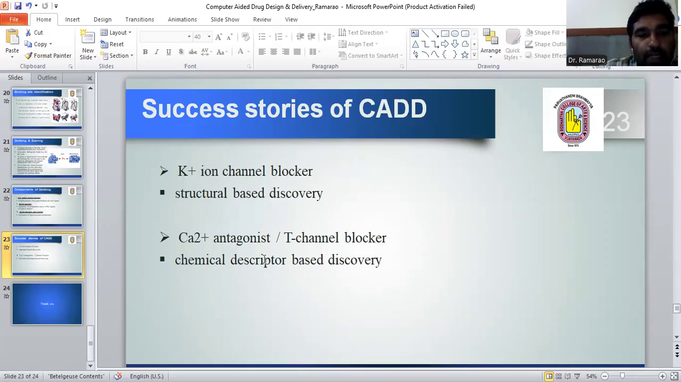We can know the drug-receptor interaction pattern through computer-aided drug design. It minimizes the chance of failures in the final phase, which saves a lot of time and money for pharmaceutical companies.